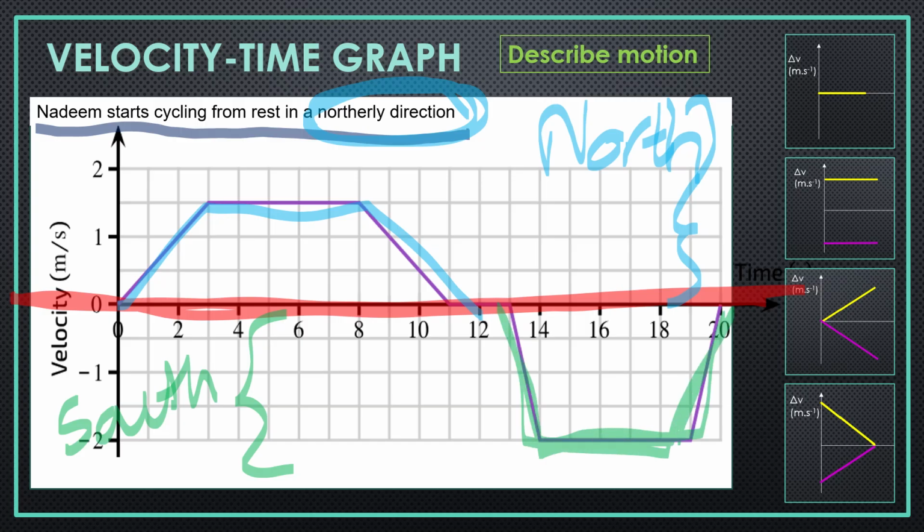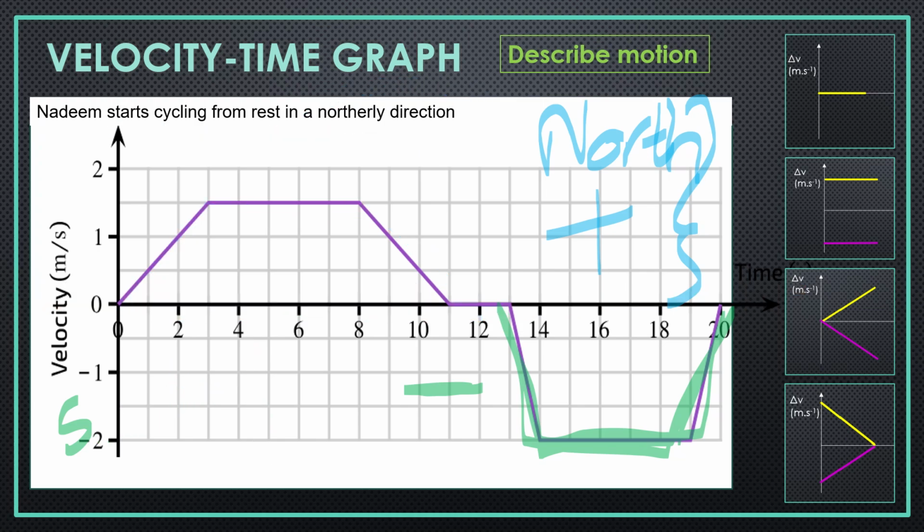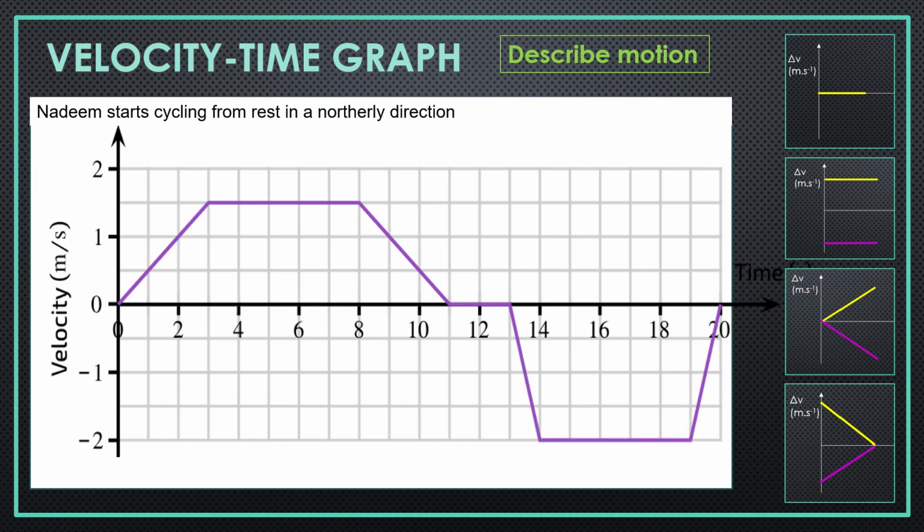So with a velocity time graph, the x-axis will divide your object's motion into the positive direction and the negative direction. Positive direction is north, negative direction is south, and it is divided by the x-axis. All right, so that is your direction. So we have above the line north and below the line south. North positive, south negative. Okay, so now we need to start describing the motion.